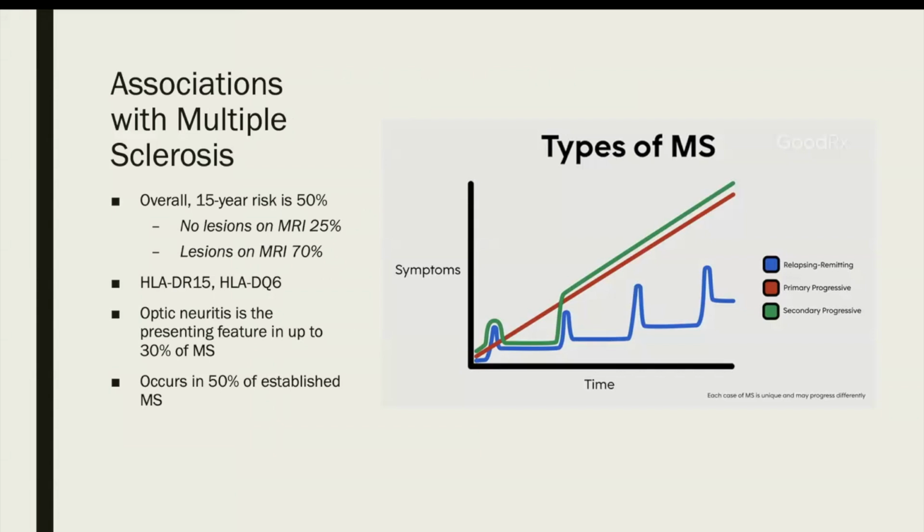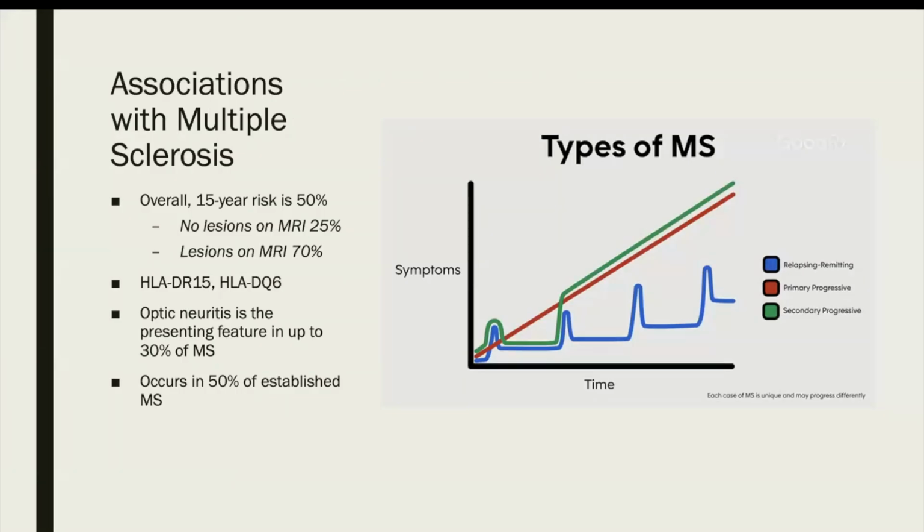So when you come to think about multiple sclerosis in the context of optic neuritis, when someone presents with an optic neuritis, over 15 years they have about a 50% risk of developing MS, and that will vary depending on whether or not you have lesions on an MRI, which is why an MRI is really helpful because you know how to prognostically categorize your patient.